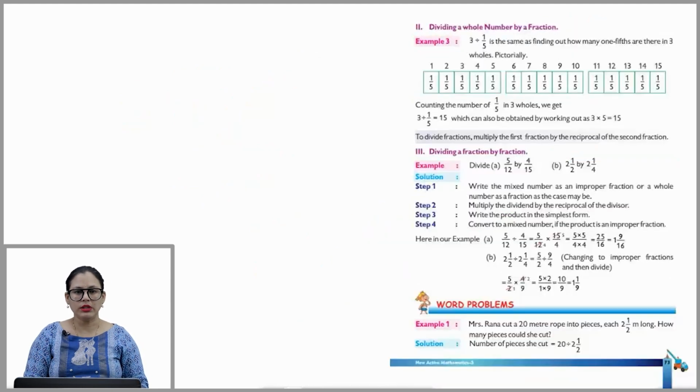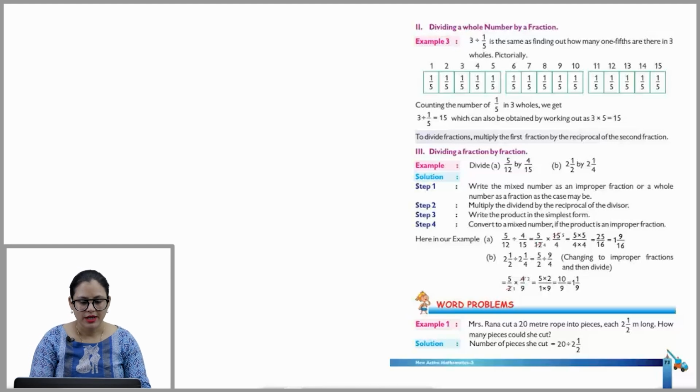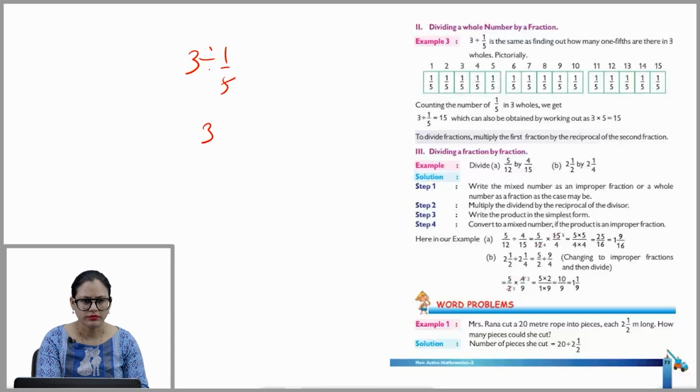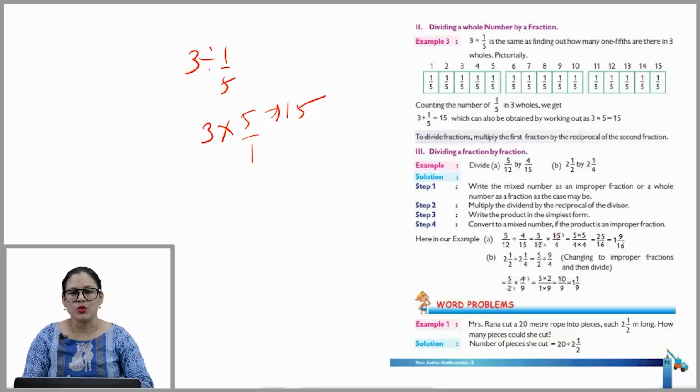Number 2, dividing a whole number by a fraction. Example, 3 divided by 1 by 5 is the same as finding how many 1/5s are there in 3 wholes. Pictorially it is represented by this, and counting the number of 1 by 5 in 3 wholes we get 15. We do the reciprocal of this, and 3 5s are 15, which can also be obtained by working out 3 into 5 equals 15. To divide fractions, multiply the first fraction by the reciprocal of the second fraction.